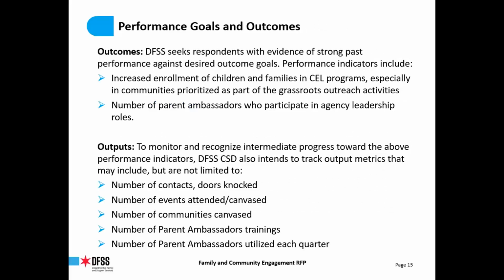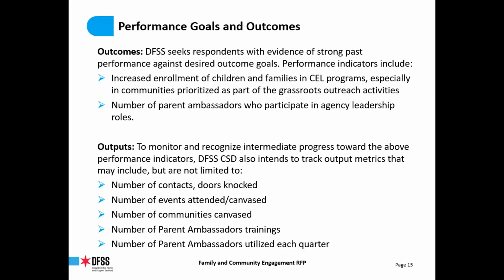Performance goals and outcomes. Our outcomes are that we want to see increased enrollment of children in Head Start and Chicago Early Learning programs, especially Head Start, and especially in communities prioritized as part of the grassroots outreach activities. We also want to see these parent ambassadors participate in agency leadership roles. Every Head Start agency has a program governance structure that has parent committees and policy committees who have a critical role in developing the program, in approving grant documents, in designing certain elements and components of the program.